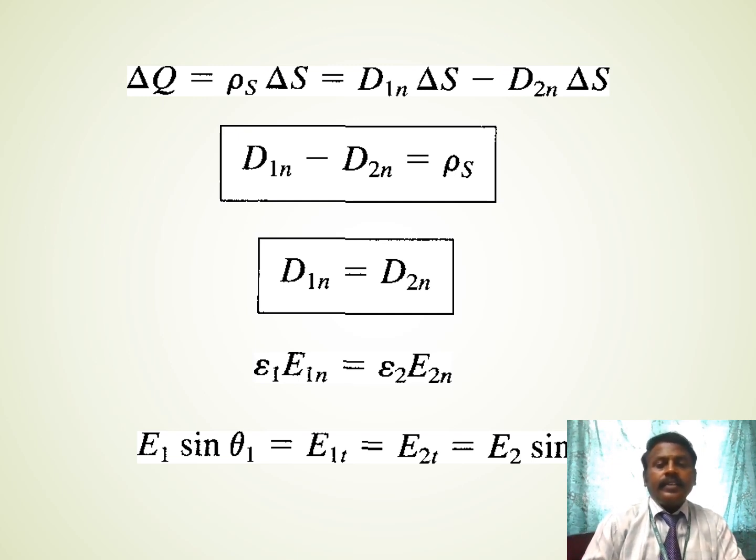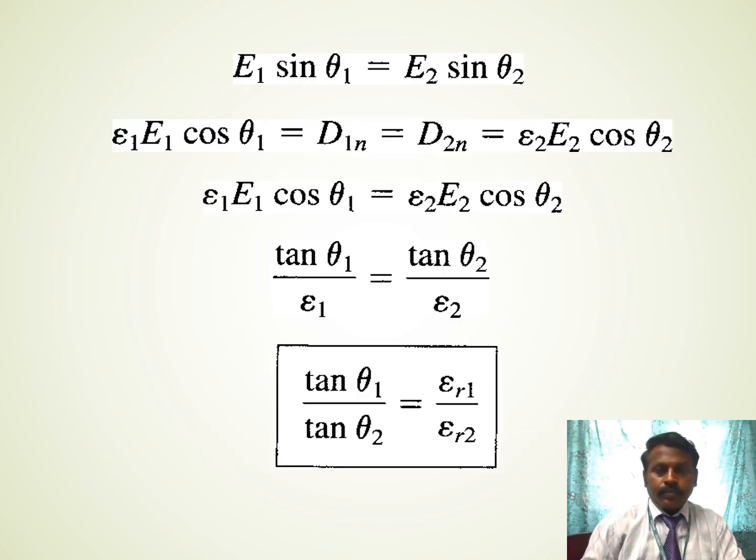Similarly, we can rewrite D, the electric flux density, in terms of electric field intensity: E1n multiplied by the permittivity of the medium, epsilon 1, is equal to E2n multiplied by epsilon 2. So E1 sin theta 1, which is E1t, equals E2t, which is E2 sin theta 2. Then we can rewrite this equation and finally conclude that tan theta 1 divided by tan theta 2 equals epsilon r1 by epsilon r2.